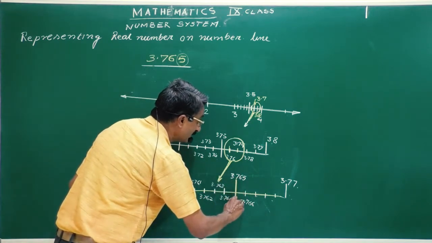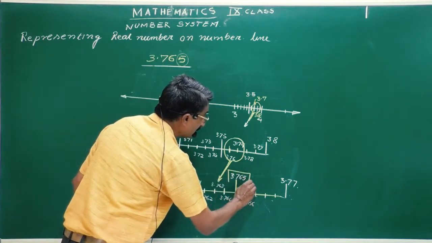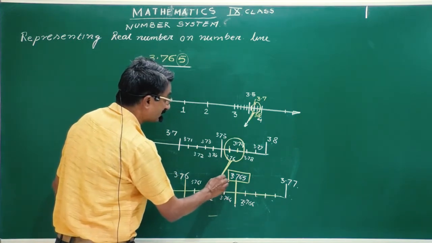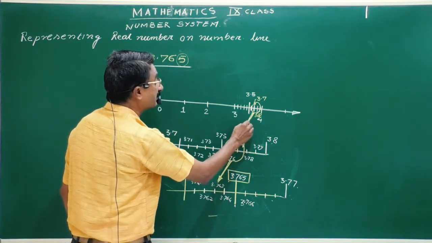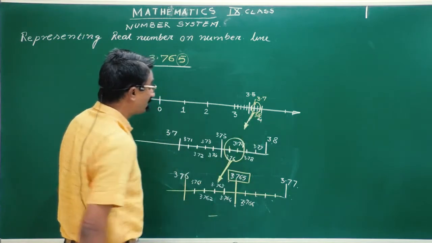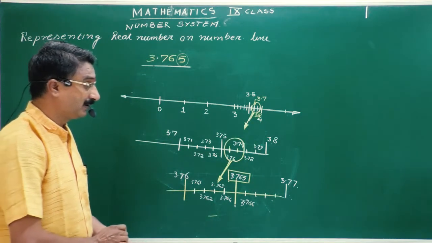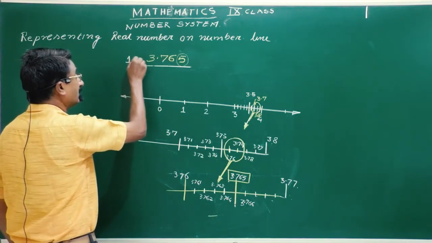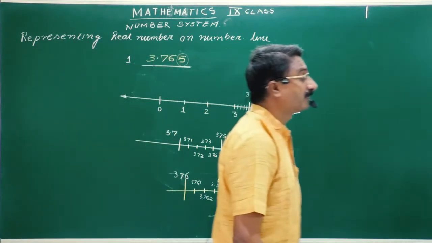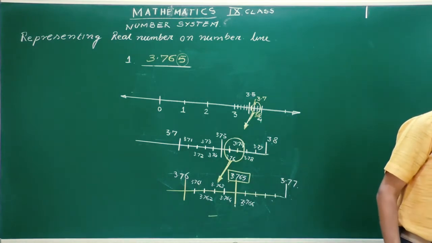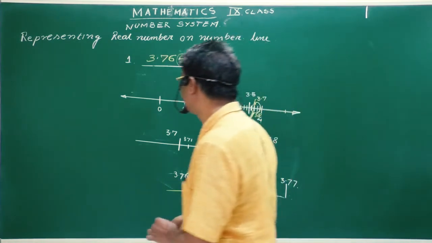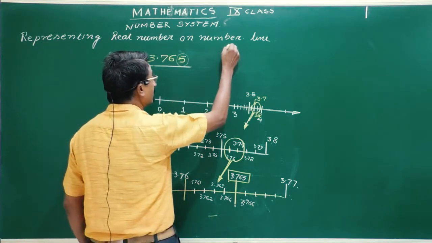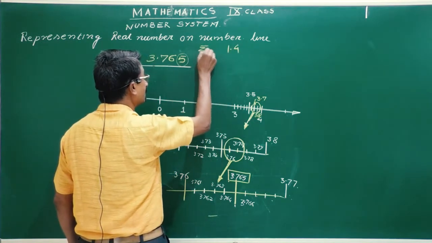So this is the point on the number line. Clear? So this is the successive magnification method by which you can represent or show the number on the number line. Clear? So this is your question number 1 of exercise 1.4. Now the second question is exercise number 1.4.